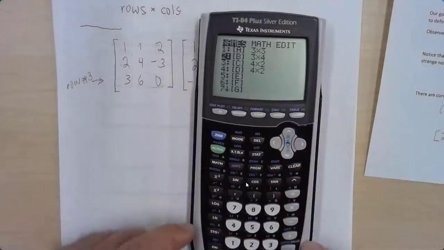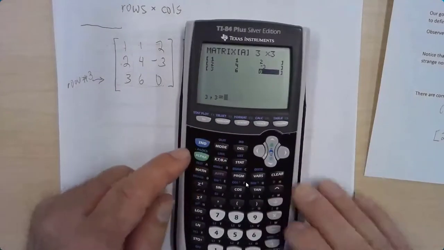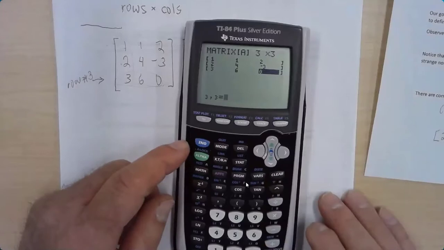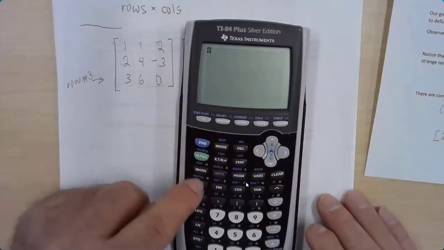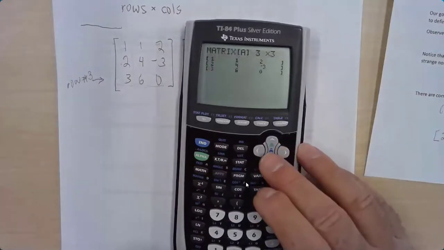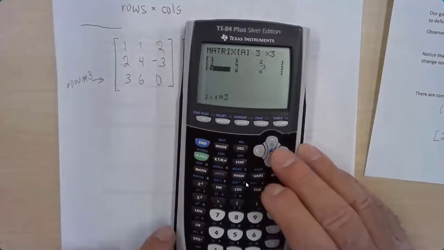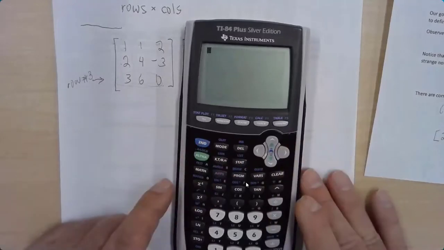And I'm going to go back to matrix again, and I'm going to enter matrix B. Whoops, I made a mistake. Oh, I see what happened. Okay, let's just see if I got what I wanted there. 3, 6, 0. I did. Well, what do you know? Okay, second matrix B. I want to edit that.